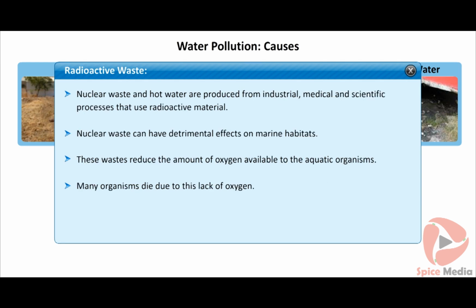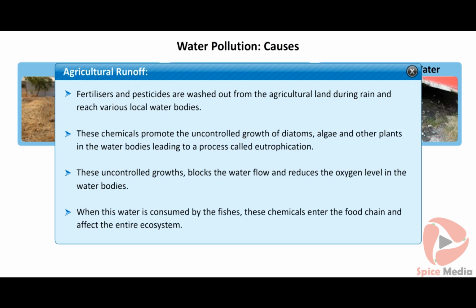Nuclear waste and hot water are produced from industrial, medical, and scientific processes that use radioactive material. Nuclear waste can have detrimental effects on marine habitats. These wastes reduce the amount of oxygen available to the aquatic organisms. Many organisms die due to this lack of oxygen.